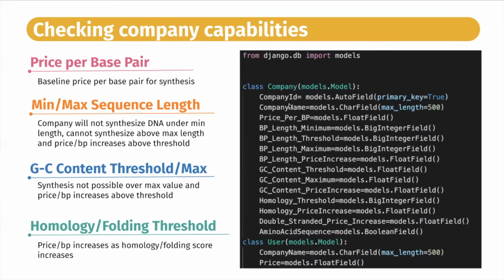Each company in the database will have their company name, the price per base pair, and length minimum, threshold, and maximum. If the sequence length is over the maximum or under the minimum, then the company will refuse to synthesize a DNA sequence.